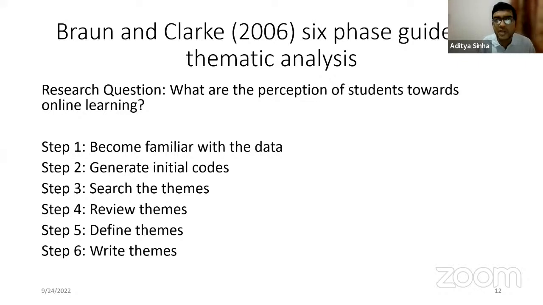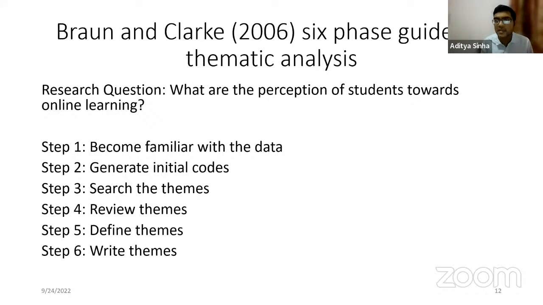Now, let us come to the Braun and Clarke method. All of you might know Braun and Clarke. These are very famous authors of qualitative analysis. You will see a lot of books from Sage Publications authored by them. They have given a 6-phase guide for conducting thematic analysis, and in today's workshop we'll be making use of this 6-phase guide to understand thematic analysis. This was given by Braun and Clarke in the year 2006.